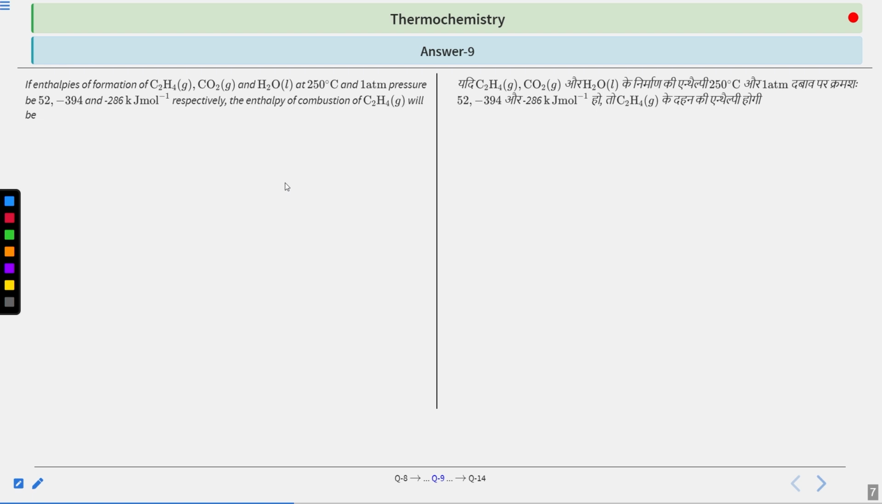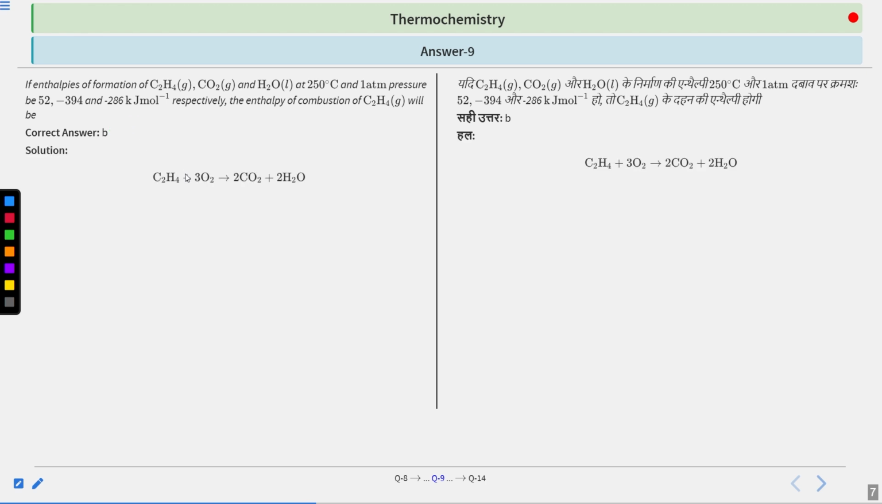Now the question is saying that you have to use these three pieces of information, which is basically the enthalpy of formation for CO2, H2O and C2H4, and you have to use these three equations and rearrange them accordingly so that you can get the equation for the combustion of C2H4. Okay, and as I already told you, for the formation you will take the elements in the standard state, and for the combustion you will get CO2 and H2O as the products while reacting with oxygen. Okay, now for those who have solved, the correct answer is B.